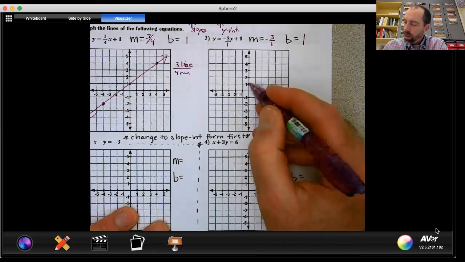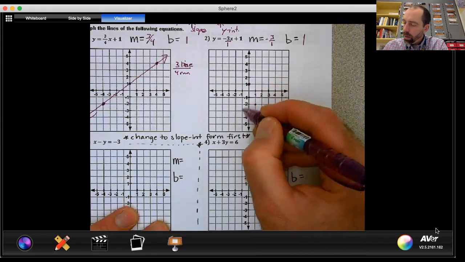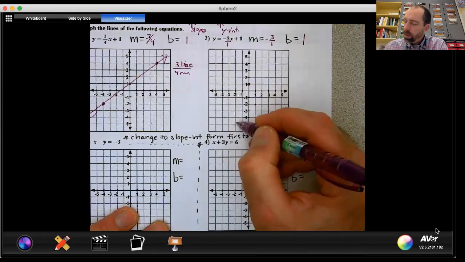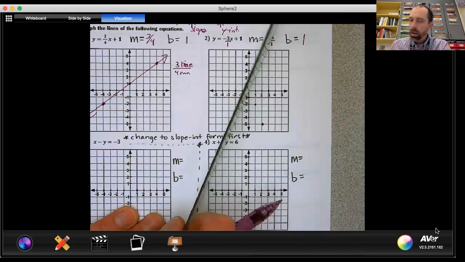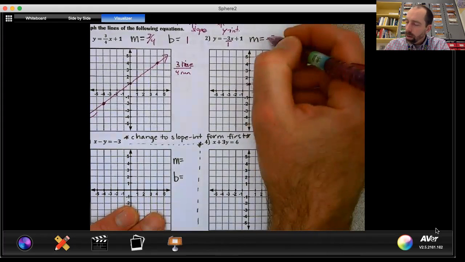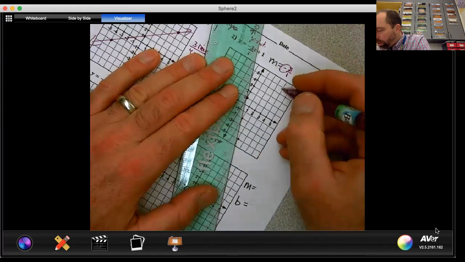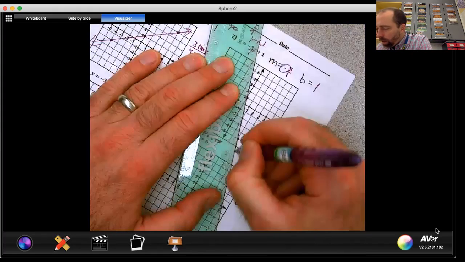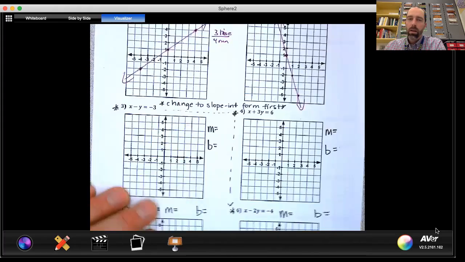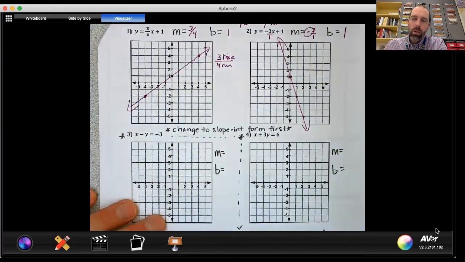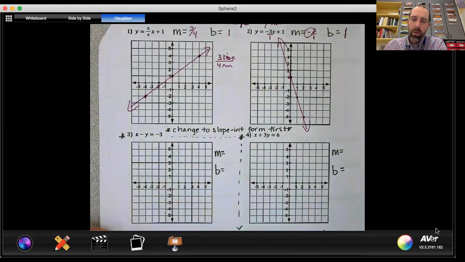Some students will want to go down 3 and then to the left, and then down 3 and to the left. But if you notice, if you do that, you're creating a line that has a positive slope. We don't want to do that. We know our slope is negative. So there are our 3 points. We take a straight edge and connect those, and that would be our line. That is how you graph lines in slope-intercept form.